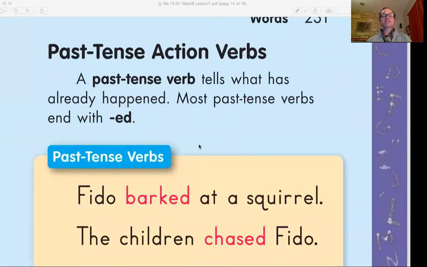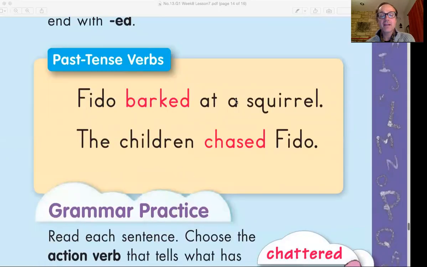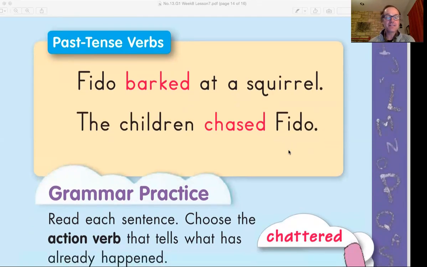Past tense action verbs. That means that they happened not now, but they happened in the past. A past tense verb tells what has already happened. Most past tense verbs end with ED. We were just talking about this. Most of them end with an E and a D. Okay? So let's take a look. Fido barked at a squirrel. The children chased Fido. That means it happened in the past.